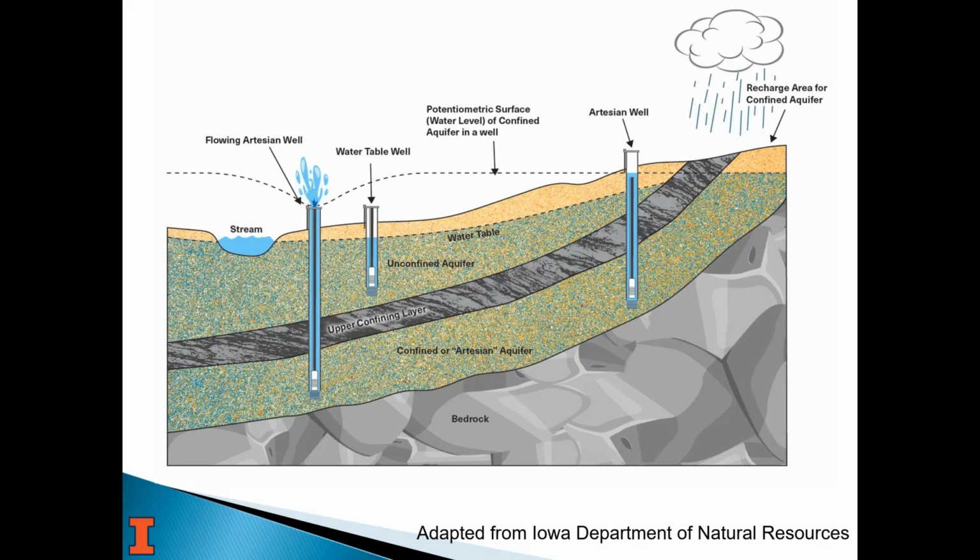And if we didn't have that well there that says flowing artesian well, that would be a straight line all the way across, because the water level in that aquifer, if there was no pumpage, would want to be flat, or as flat as it could be. So, and that's typically what happens.